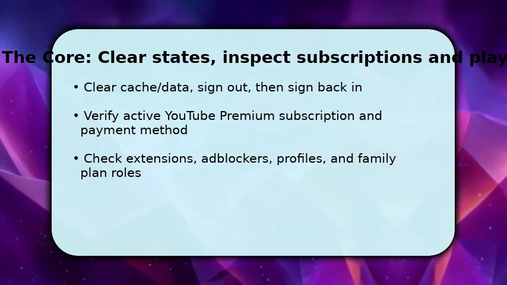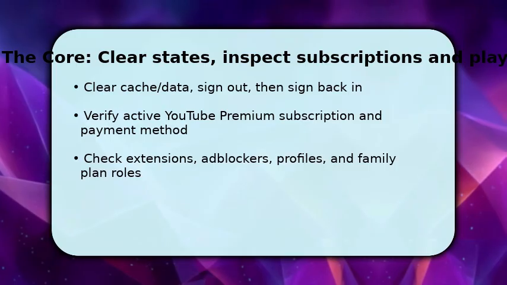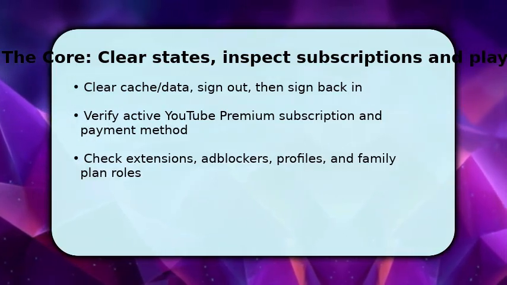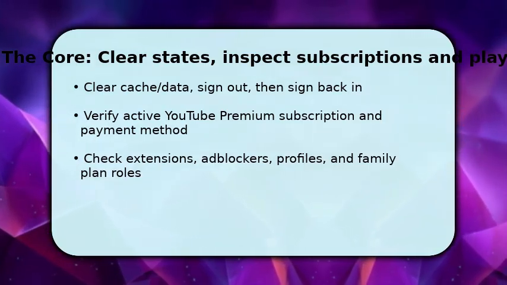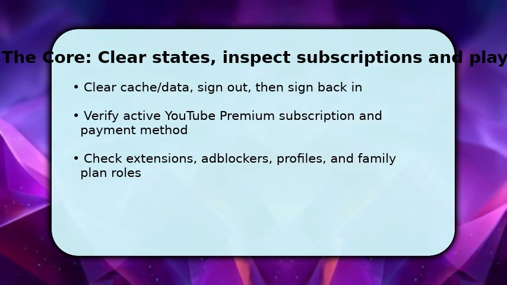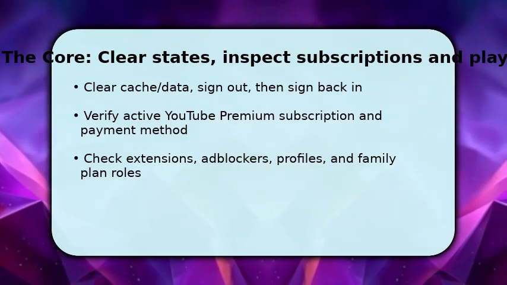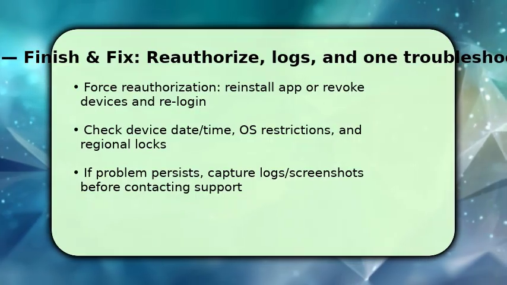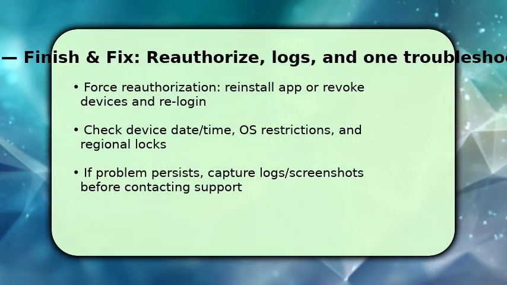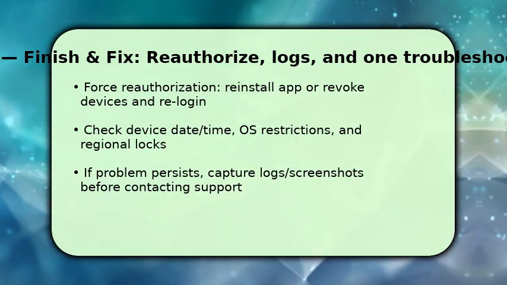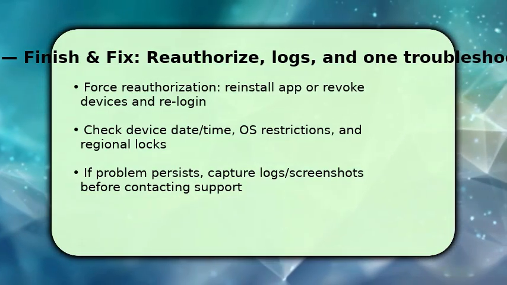Also inspect browser extensions, ad blockers, and multiple profiles or family plan roles, because they can strip premium features or route playback through restricted flows that require reconfirmation. Finish by forcing reauthorization. Reinstall the app or revoke all devices in account settings and sign back in, which clears stale tokens. Make sure device date and time are accurate and that the OS or ISP isn't enforcing regional locks.